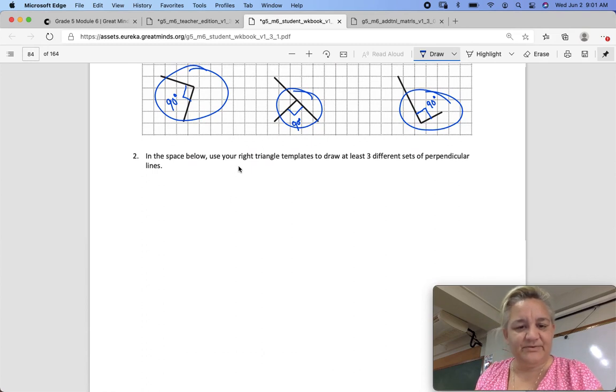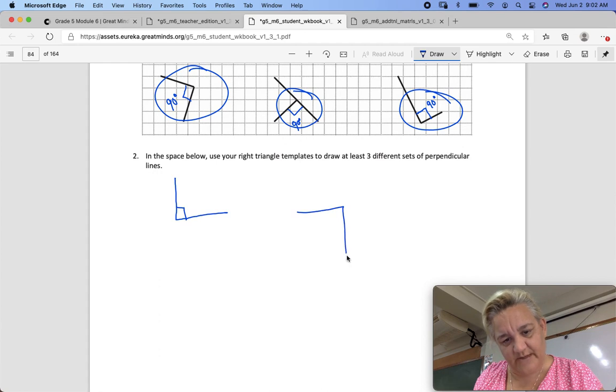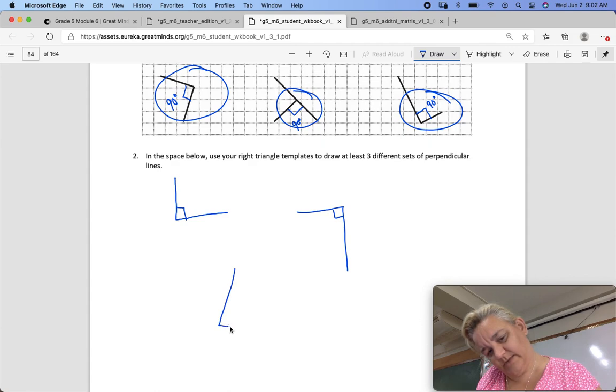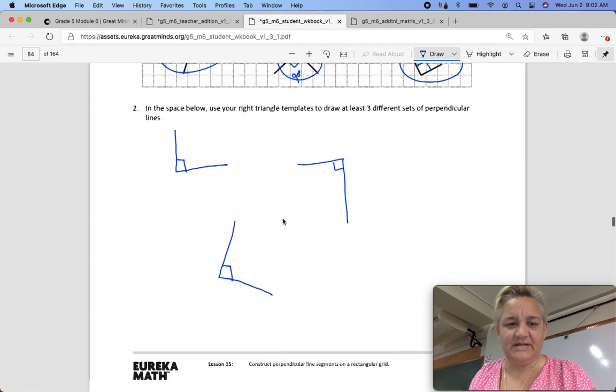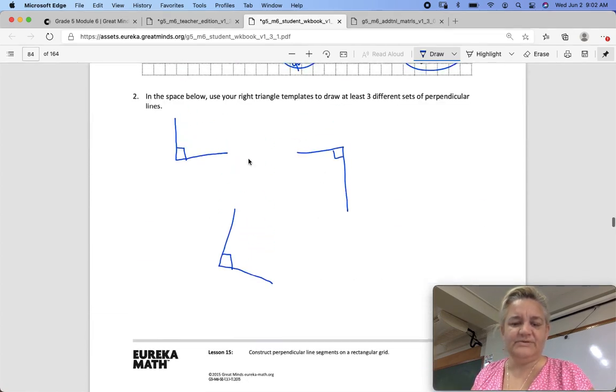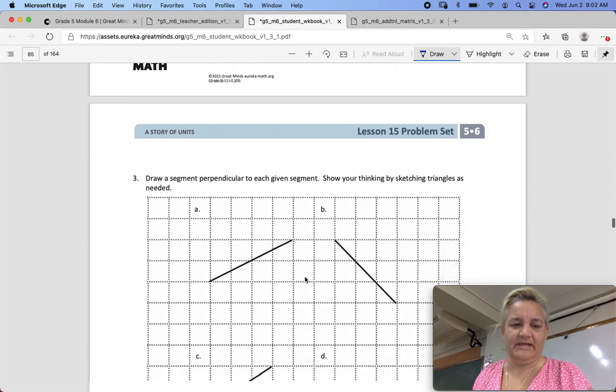In the space below, use your right triangle templates to draw at least 3 different sets of perpendicular lines. You need to use a ruler and a protractor, unless you have a right angle, and you need to create 3 right angle perpendicular lines. There's one, and I can go the other direction. There's 2, and I can go this way as well. That's 3. Make sure that those are 90 degrees. Use your rulers. If you turn this in without using your ruler, I will get upset.